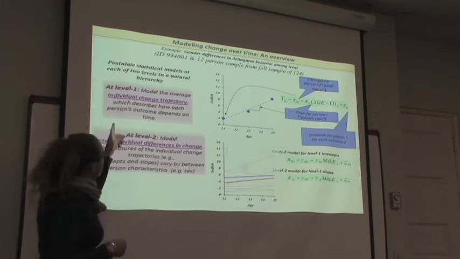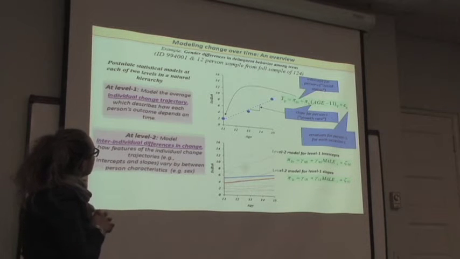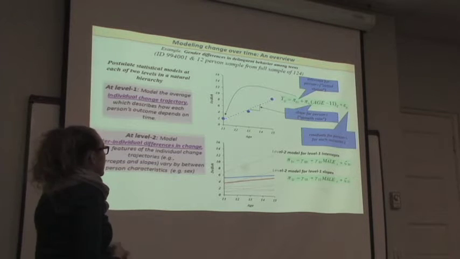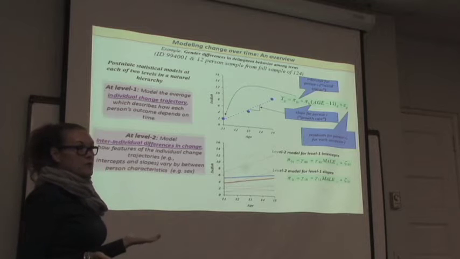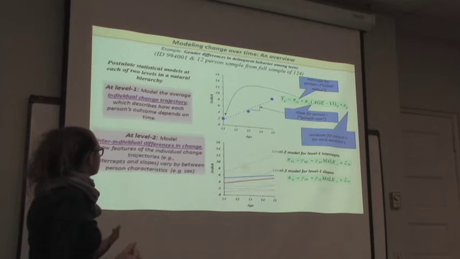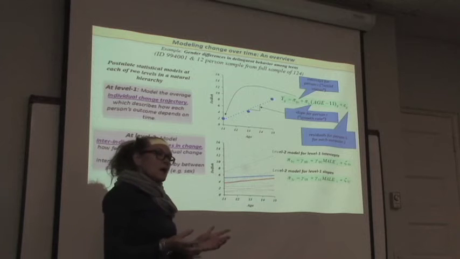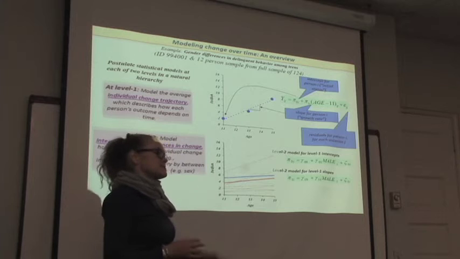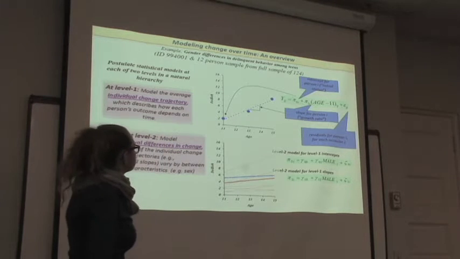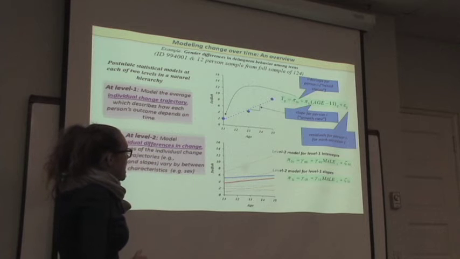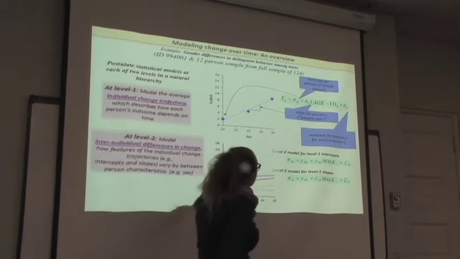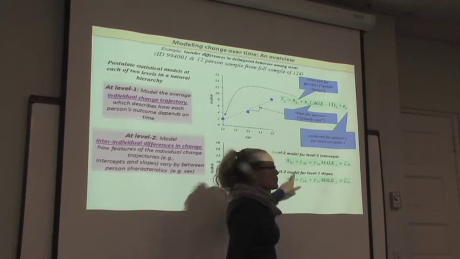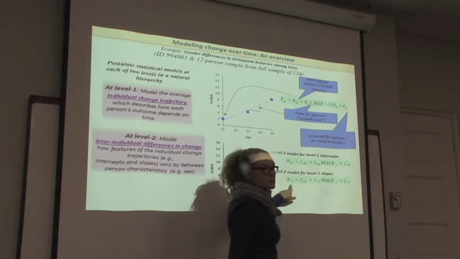Okay? So level 1 modeled the average individual change trajectory. This describes how each person's outcome depends on time. Right? In this case, it could be depending on other things, but we keep talking about time for the most part. And then for those of you who do have other nesting questions, you can just say, okay, I've got this, and we can make the translations too. So then what's the difference with the level 2 model? The difference with the level 2 model is that your 2 key level 1 parameters become outcomes in the level 2 model, okay?